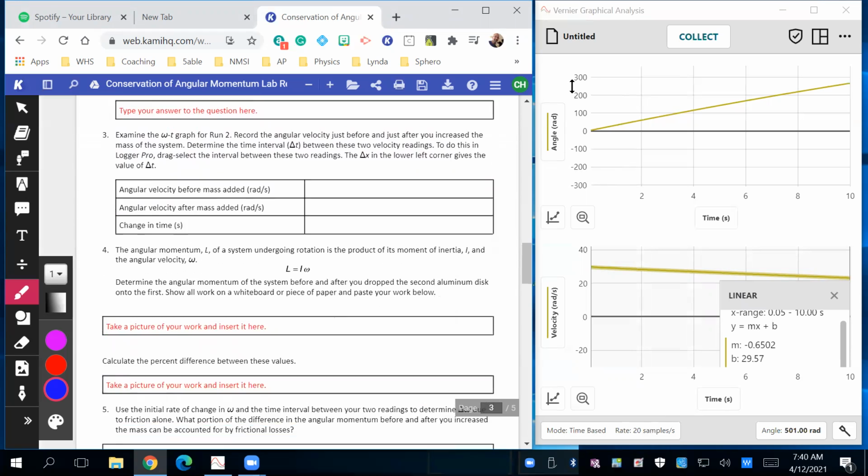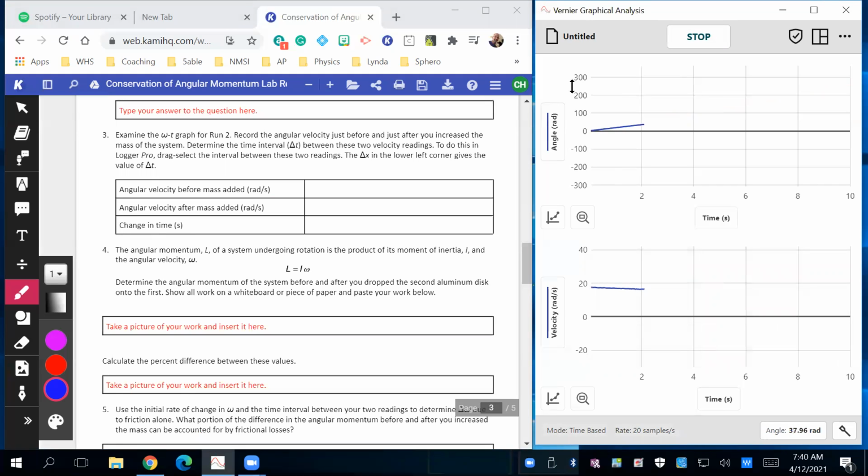When we go to the next one, this is number 3. You're going to start your disc spinning again. I'm going to start my disc spinning, collect data, and you'll notice that disc is going, and then I'm going to drop another disc on top of it. When I do that, you'll notice we have a big blip in the velocity in radians per second. They want the angular velocity before the mass is added, the angular velocity after the mass is added, and the change in time for that to happen.